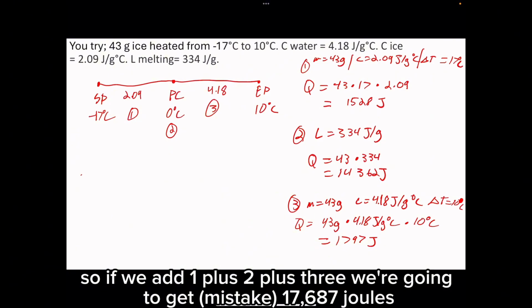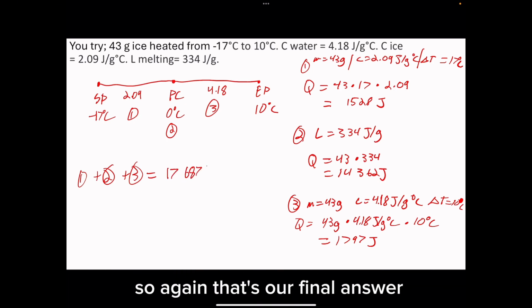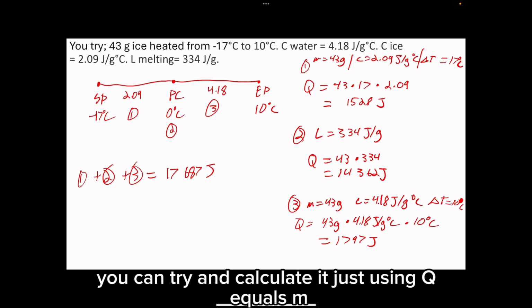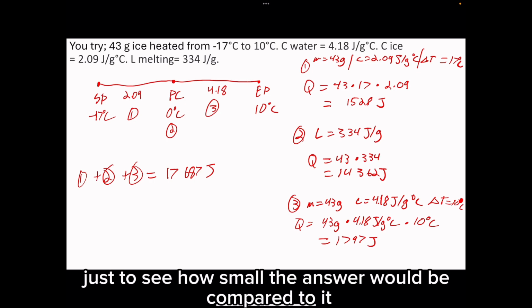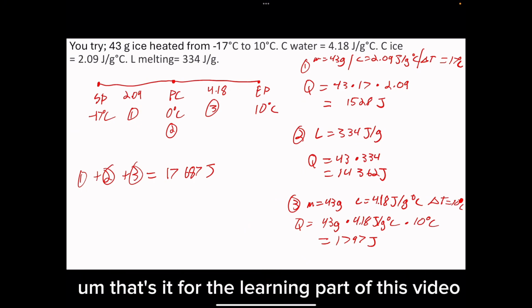So if we add 1 plus 2 plus 3, we're going to get 17,687 joules. So again, that's our final answer. You can try and calculate it just using Q equals MC delta T if you want, just to see how small the answer would be compared to it.